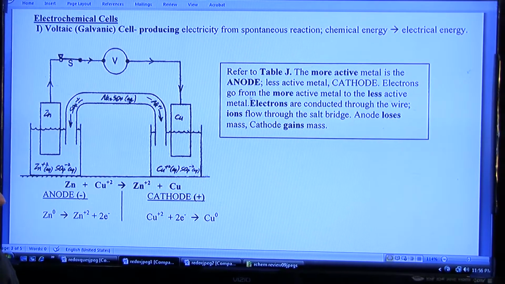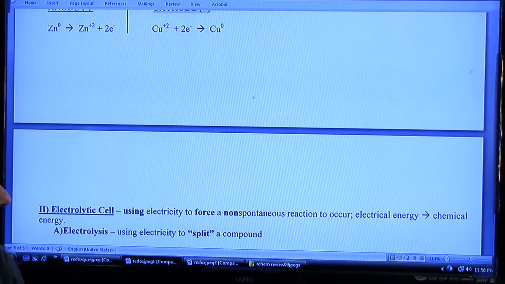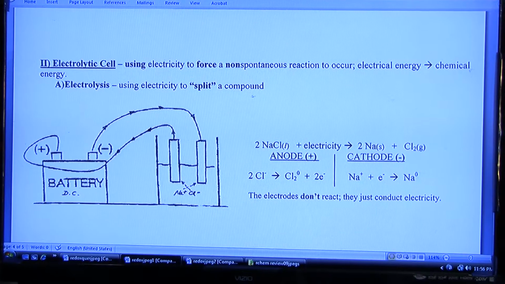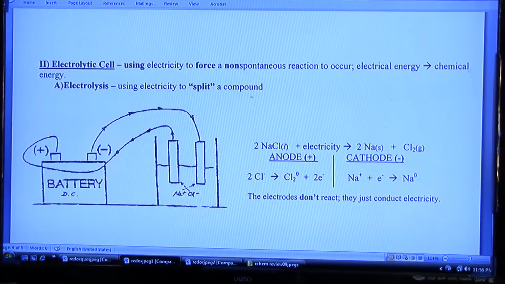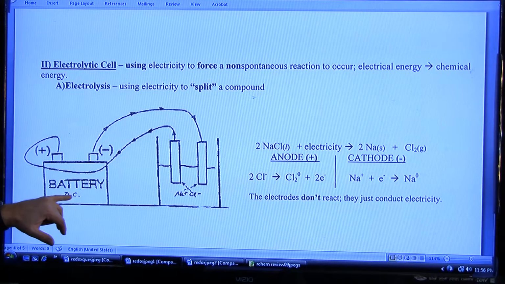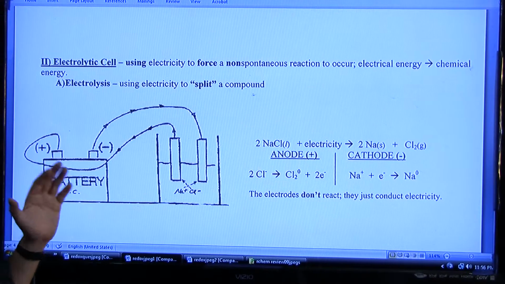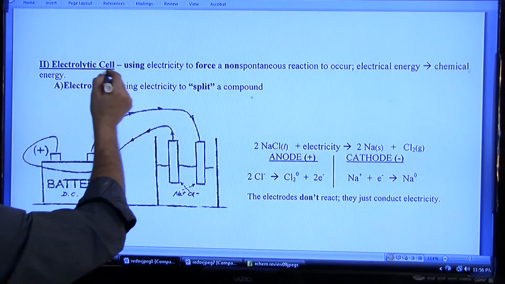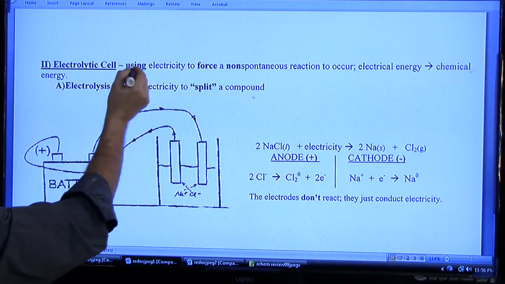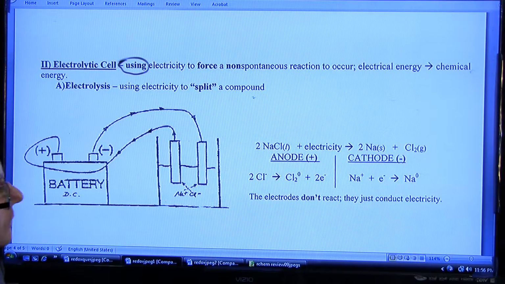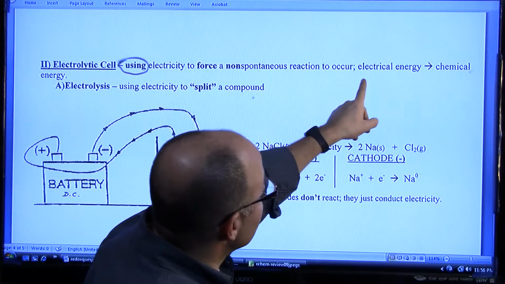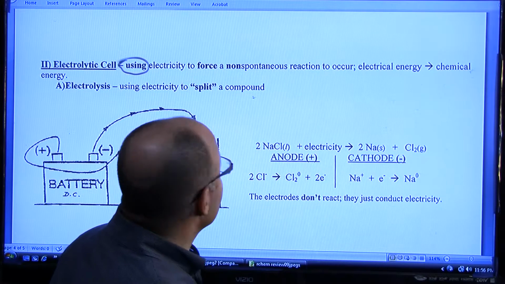Now the electrolytic cell, right away you can tell is very different in appearance from the voltaic cell, because in the electrolytic cell you'll see a big battery. We're using a battery. We're using electricity to make a reaction that is non-spontaneous, to force that reaction to occur. So here in the electrolytic, we're doing the opposite of what we do in the voltaic cell, which is that electrical energy is being converted to chemical energy.